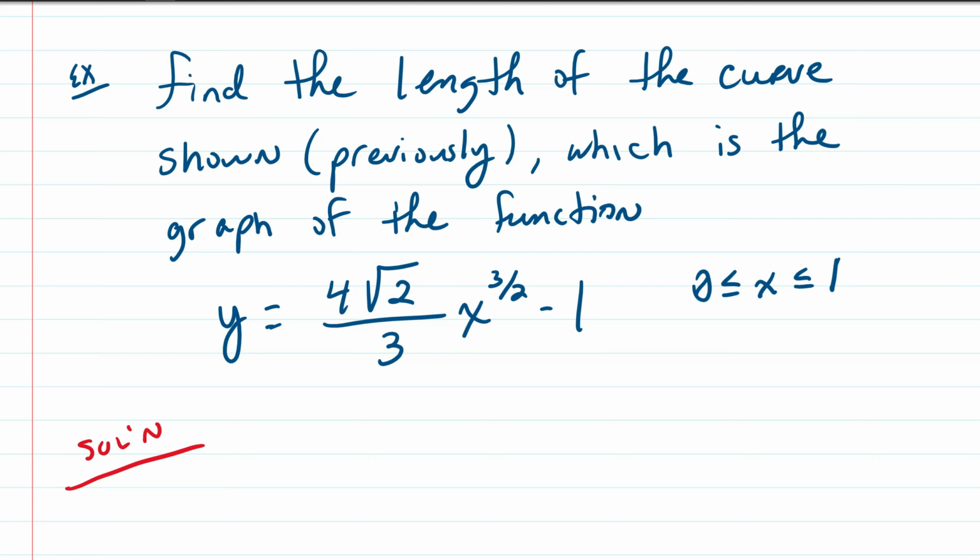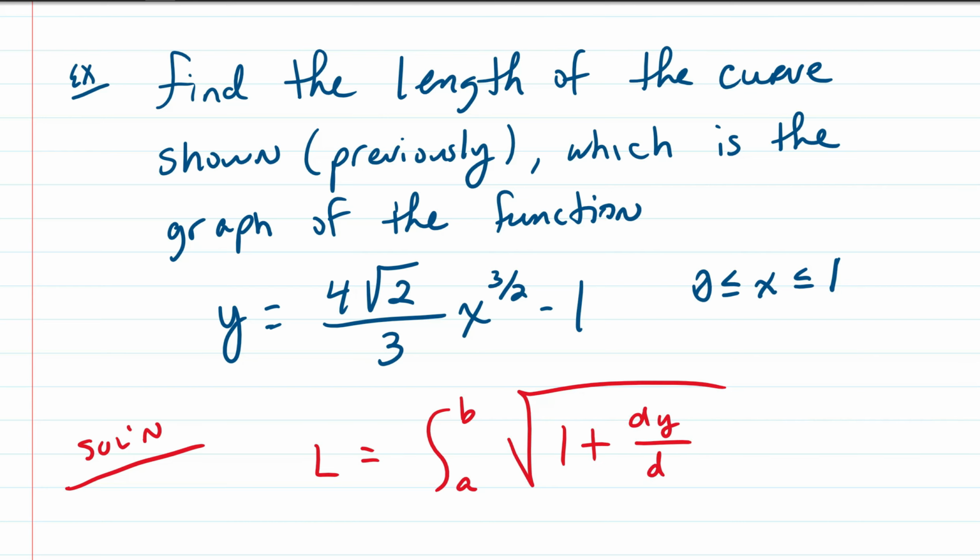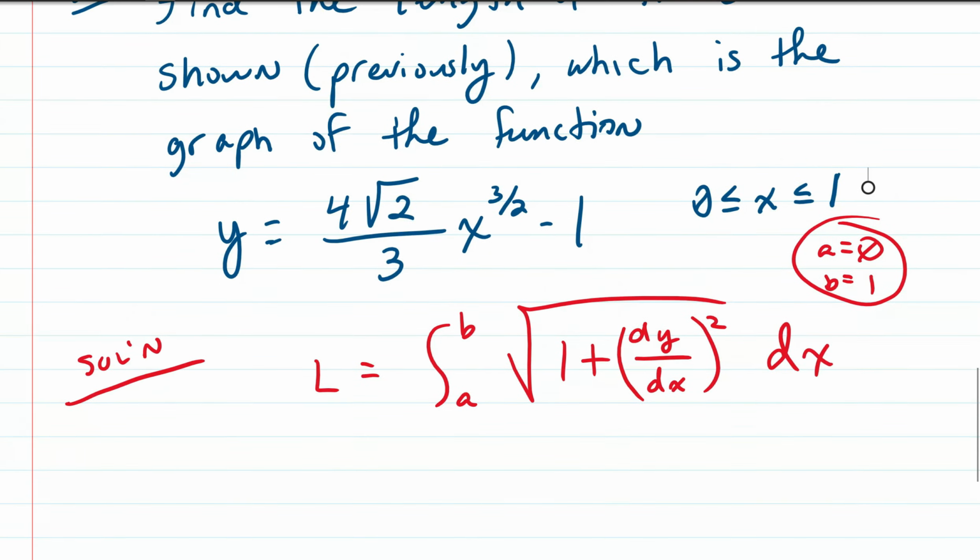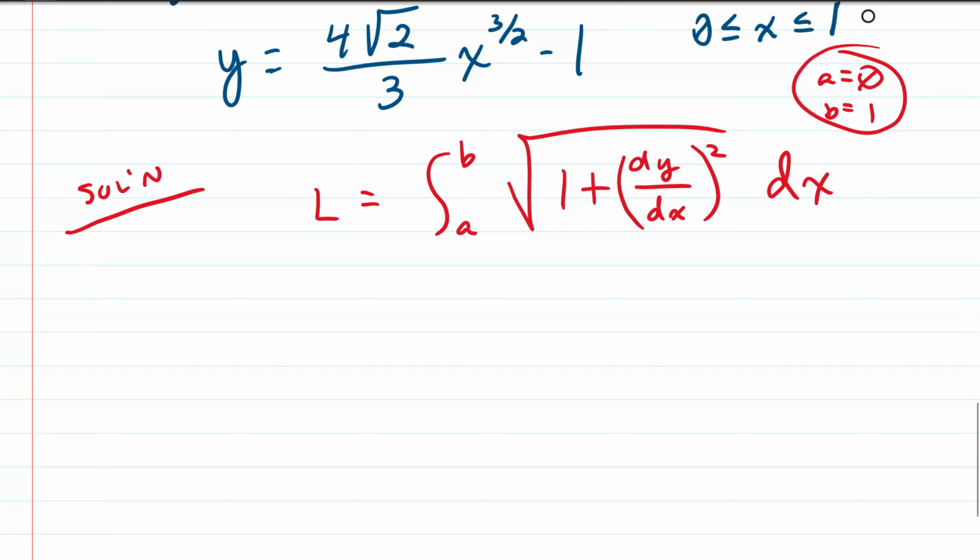So we're going to use the equation that we were talking about earlier for arc length and that we had written down. L is equal to the integral from a to b of the square root of 1 plus dy dx squared with respect to x. All right, so a is going to be 0, b is going to be 1. So now we can go ahead and work through this problem. Let's take this portion over here to the right. We're going to take the dy dx, and then square it.